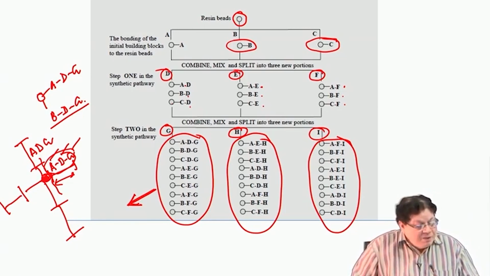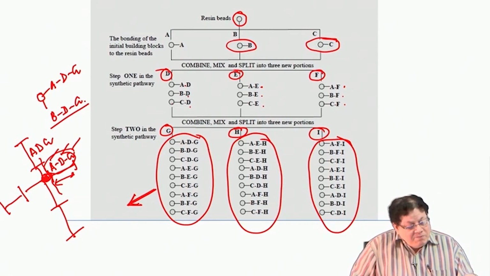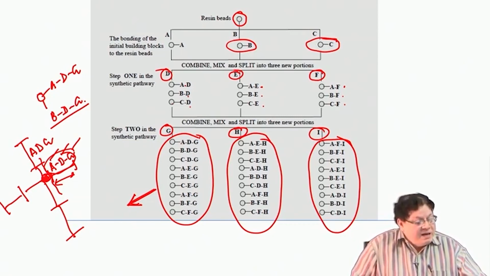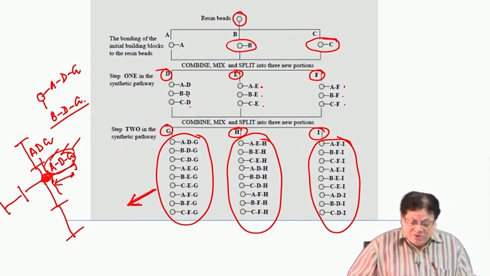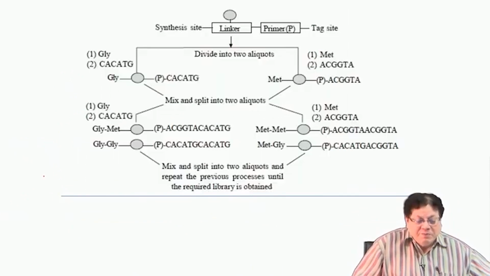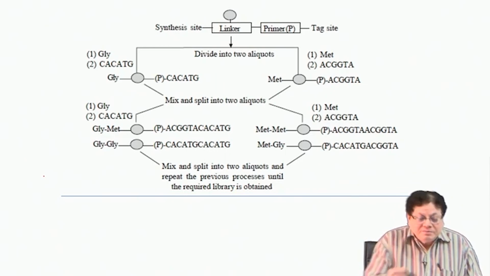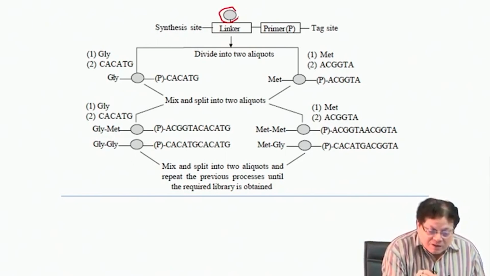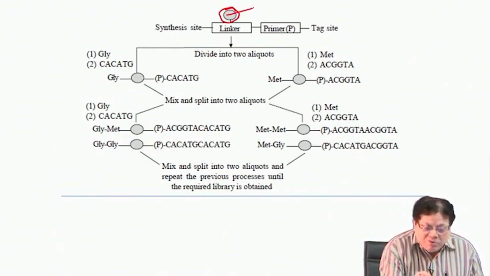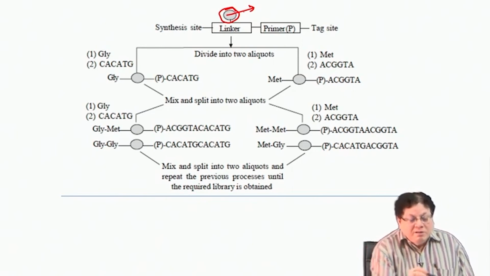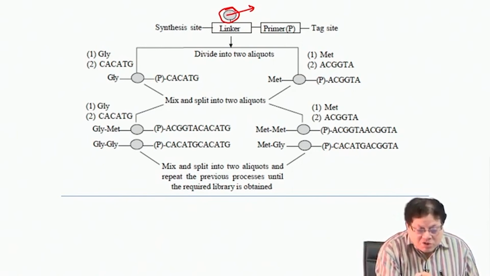So, how to know the structure of the compound attached to a bead? There is a technique which is called the tagging technique. I will show you what that is. So, what you do, each bead, suppose this is my bead, this is the bead to start with.